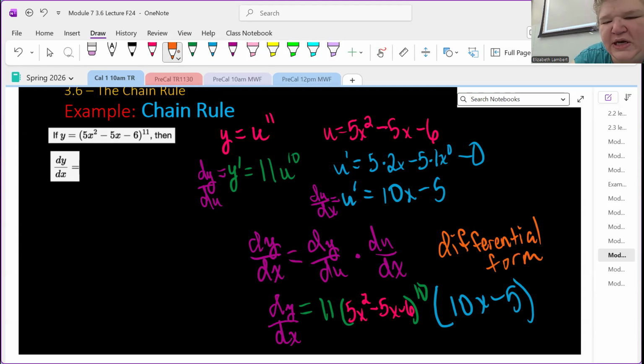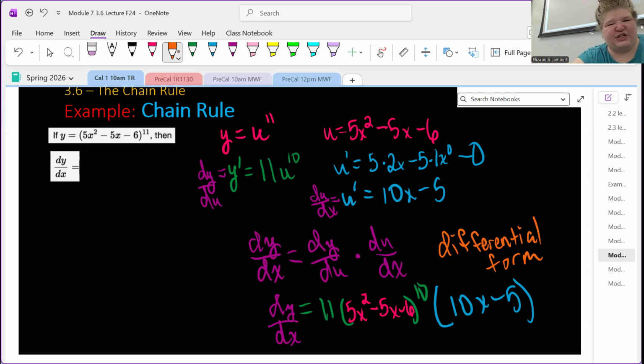So this form in here where we have dy dx is the same as dy du times du dx. That's the way we read them, and they look like fractions, and it looks like the du's cancel out and we're left with dy dx. That is what's happening. We can actually think of these as separate pieces in a fraction that we can manipulate.